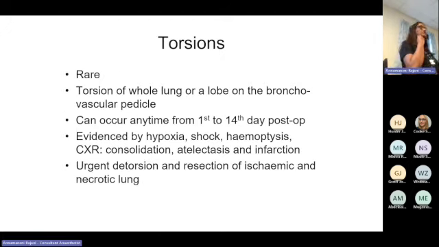Now, as I said, torsions are very rare, but can happen. And they generally happen within the first 14 post-op days. This really relates to surgical technique, especially on the right side. So if you have done, say, an upper lobe or a lower lobectomy, but haven't secured the middle lobe. Normally what they do is put a stay suture between the middle lobe and the upper lobe at the top, or the middle lobe and the lower lobe at the bottom.